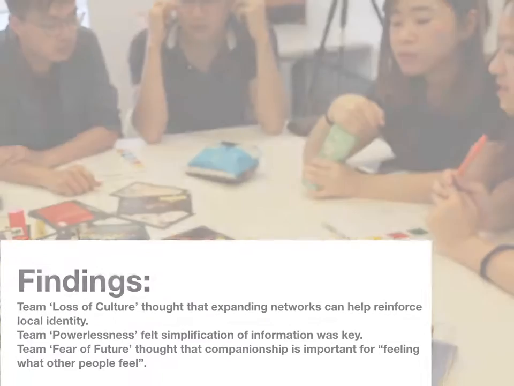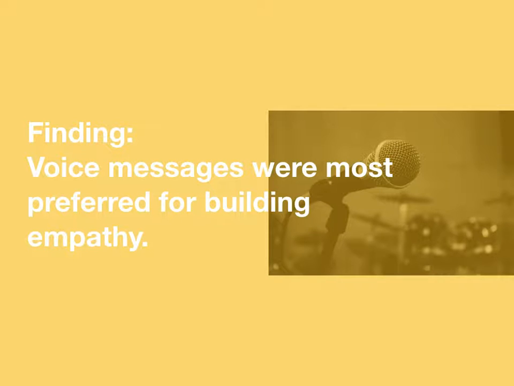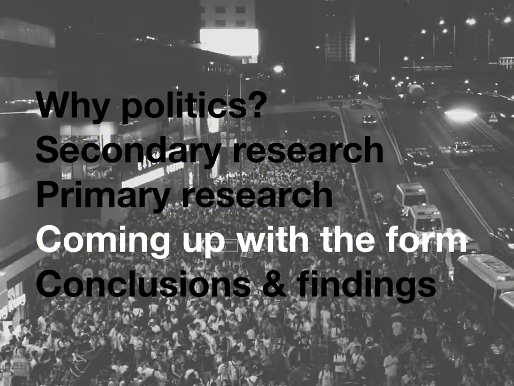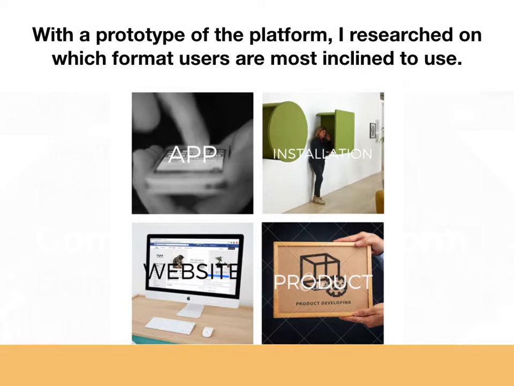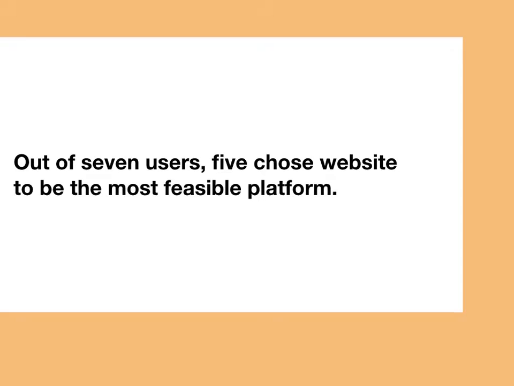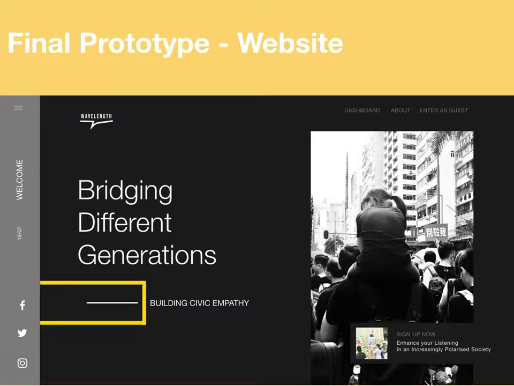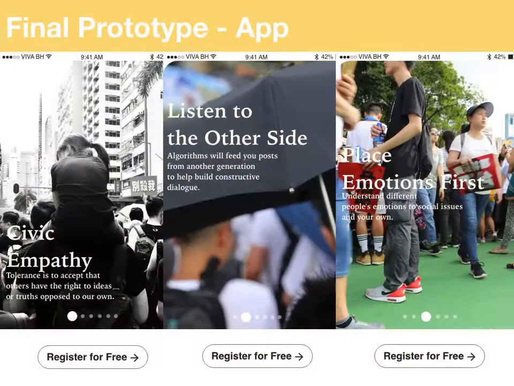Then, I did user testing on various methods to see which was best for feeling others' feelings, through social media, voice messages, or videos. It turns out that voice messages were most preferred for building empathy. I originally wanted to create an installation. However, after researching which format users are most inclined to use, most chose a website to be the most feasible platform. I did three more rounds of testing to improve the user experience of the prototype, and I came up with this final prototype of the website. And the app, which I will detail later in my scenario video.